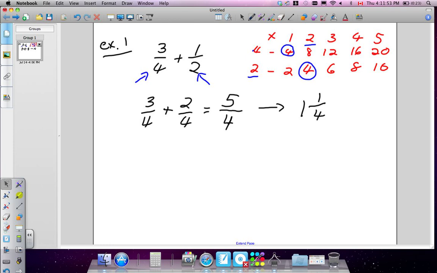Very good. Okay, let's try a subtraction question just to make sure you got this too. Okay, and we'll call this example 2.